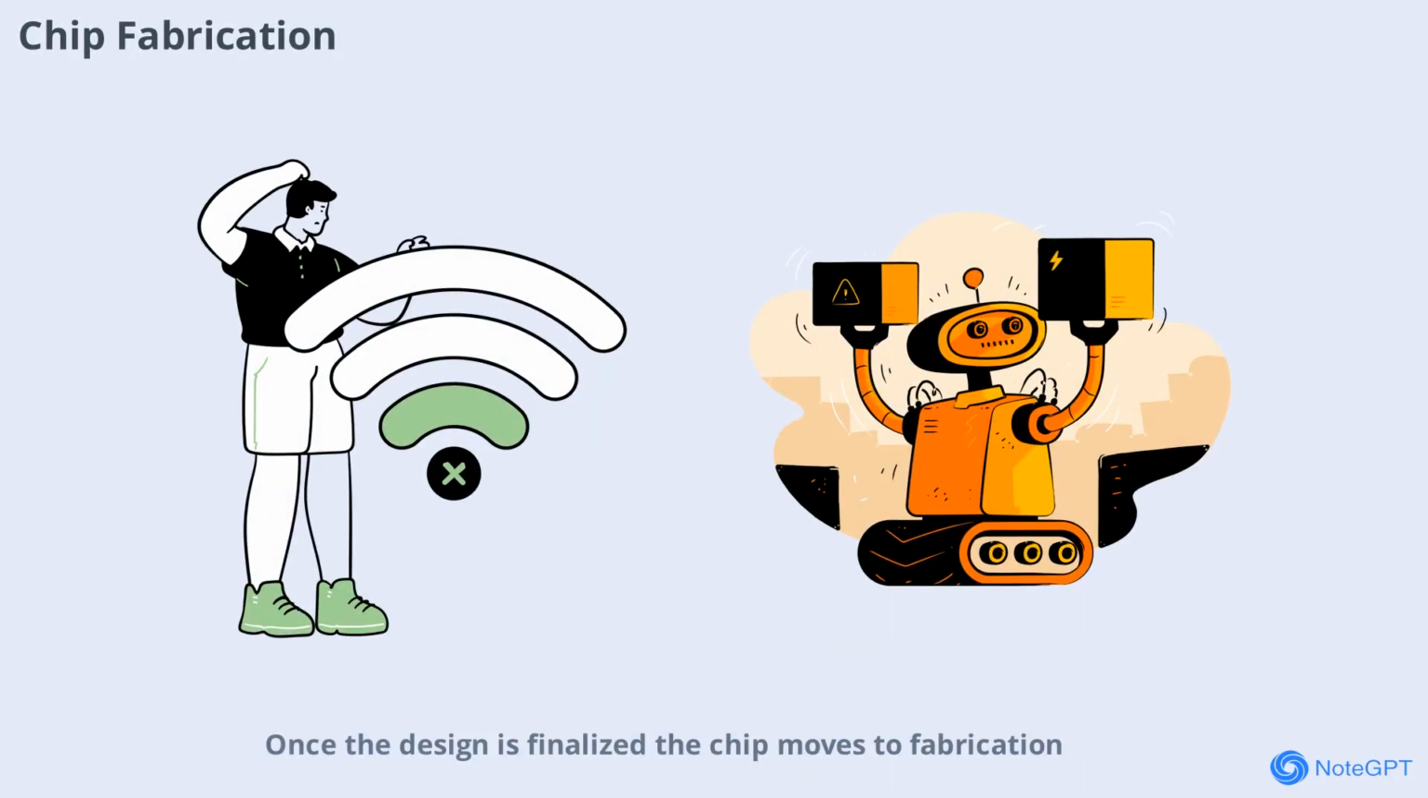Once the design is finalized, the chip moves to fabrication. This process involves creating the physical chip on a silicon wafer using photolithography and other advanced techniques.